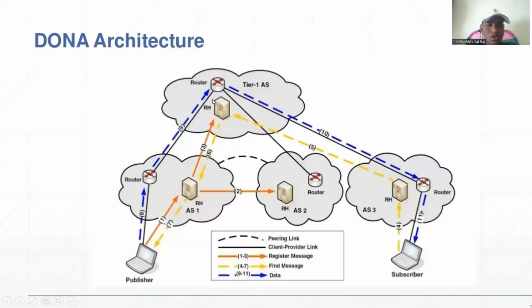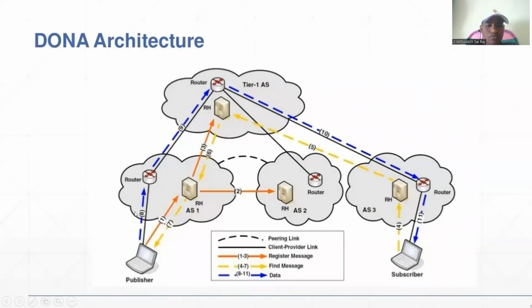This is the DONA architecture. This is the router, this is the RH, and another router. Here we have the four routers. We can see here the dotted lines indicate the peering links and the straight lines indicate the client-provider links, and this orange line indicates the register message. This yellow line indicates the find message. The blue line indicates the data.